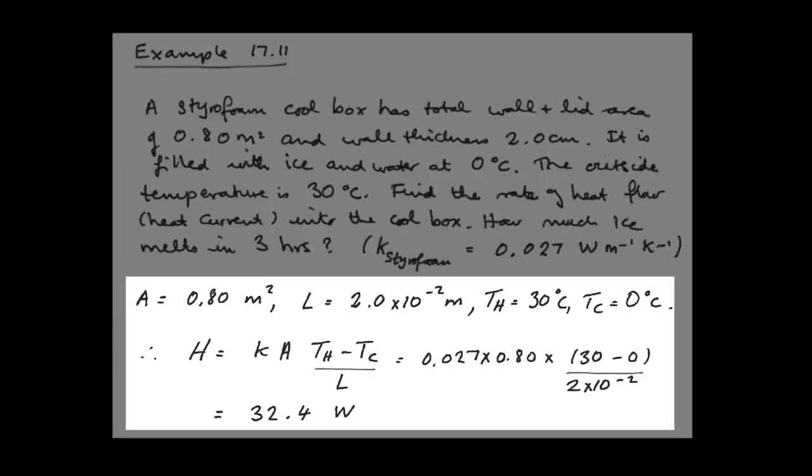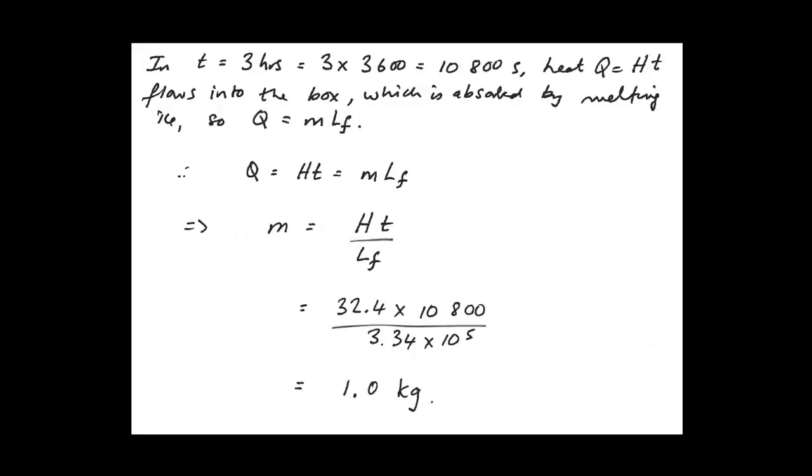We know the thermal conductivity of styrofoam, and we are given the other numbers, so we plug them into the formula, and we find that the heat current is equal to 32.4 watts. Now, how much ice melts in 3 hours? In 3 hours, which is 10,800 seconds, a total amount of heat Q equals H times t flows into the box, which is absorbed by melting the ice.